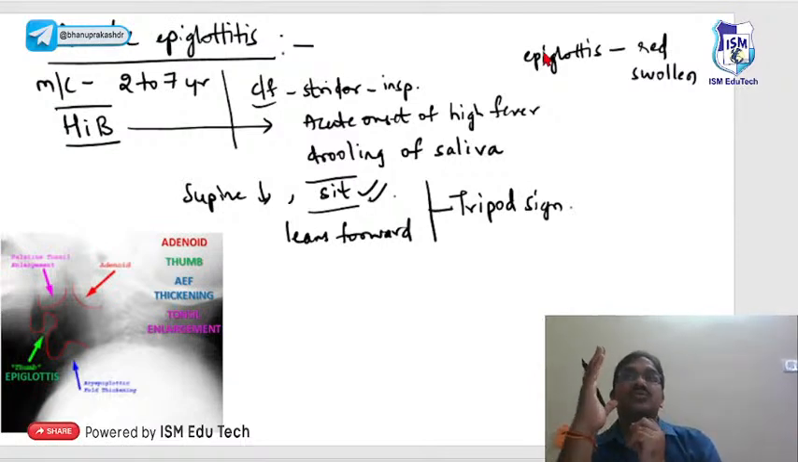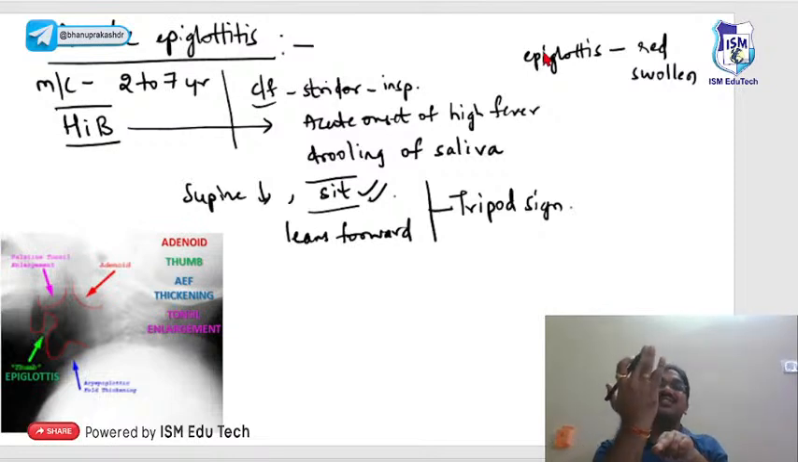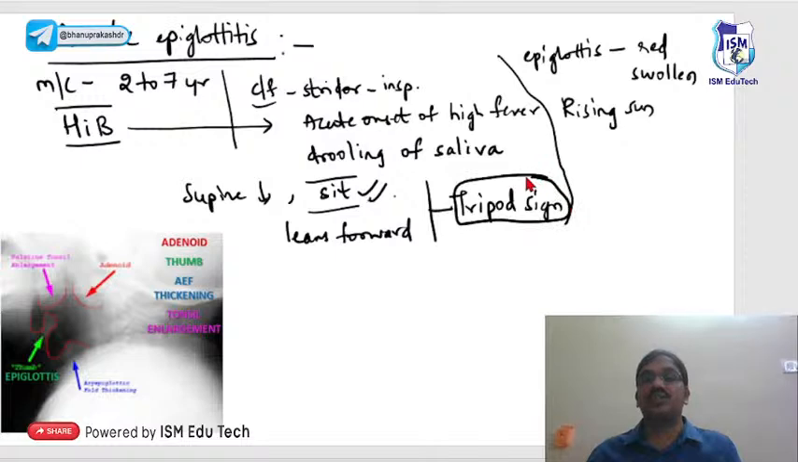So what happens, from behind the tongue, if you see from anterior, you put a tongue depressor and depress the tongue and see behind, the reddish epiglottis structure will be seen rising from beyond, just like a sun rising in the reddish color in the early morning. So this we call as a rising sun appearance. Okay, rising sun sign.